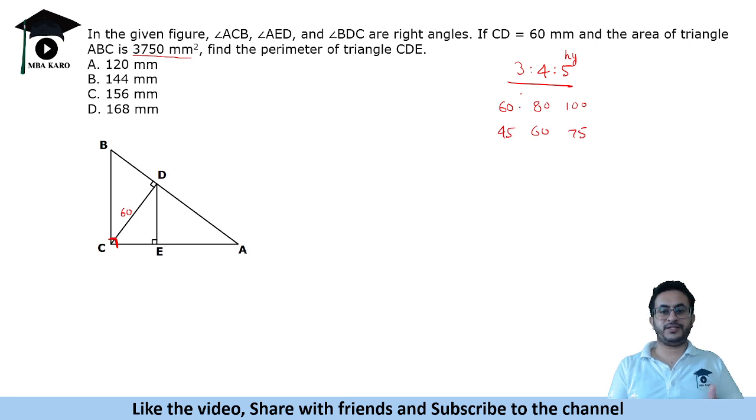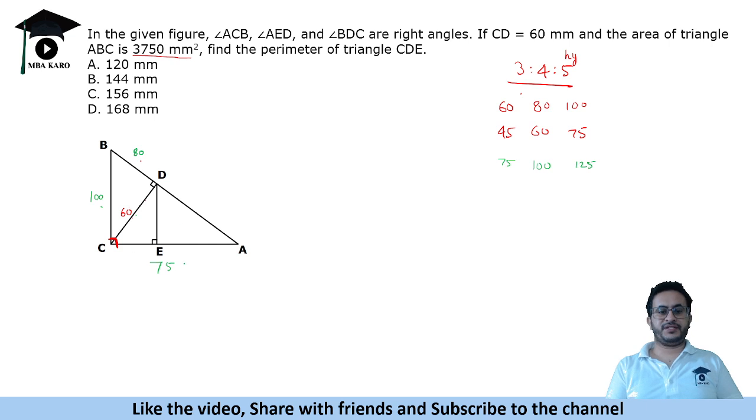So let's take the first case, that this is 60, this is 80, although it does not look longer than this side, but let's take this case. So if this is 60, this is going to be 80, this is going to be 100. And this triangle is also 3, 4, 5, so this is 100, 75 and 125.